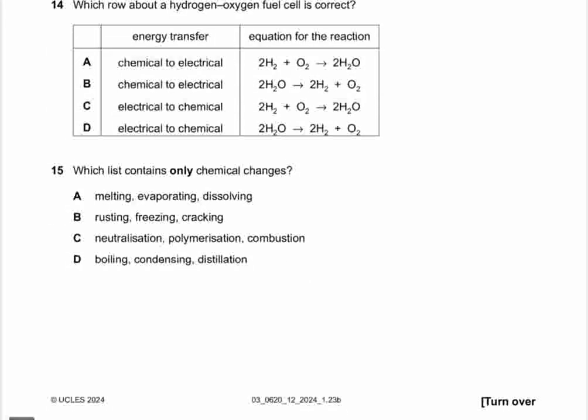Question number 15: which list contains only chemical changes? Melting is not a chemical change, so it's not an option. Rusting, yes, it is. Freezing is not a chemical change because it's just a phase change. Then option C, neutralization, polymerization, and combustion. All of these three are chemical changes.